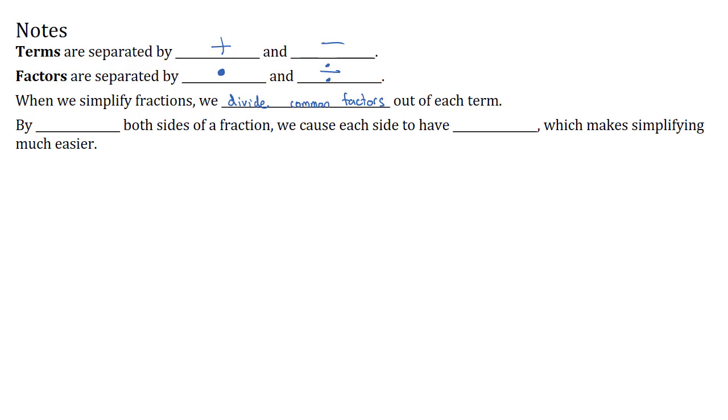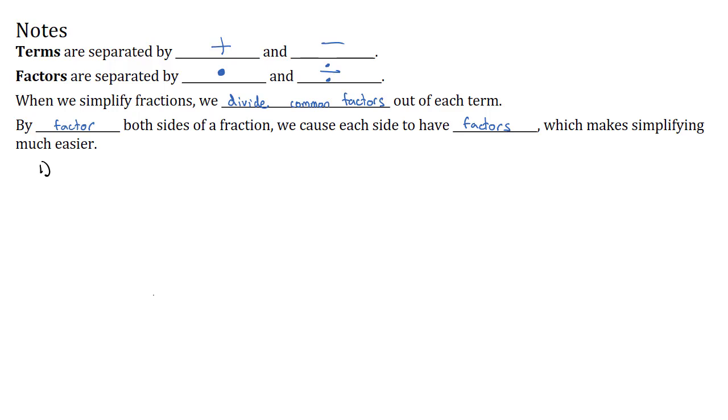They have to be factors, which means by factoring both parts of the fraction, numerator and denominator, we cause each side to have factors. And those factors, as I've been kind of insinuating, are going to make the simplifying much easier. So let's take a look at a couple examples.